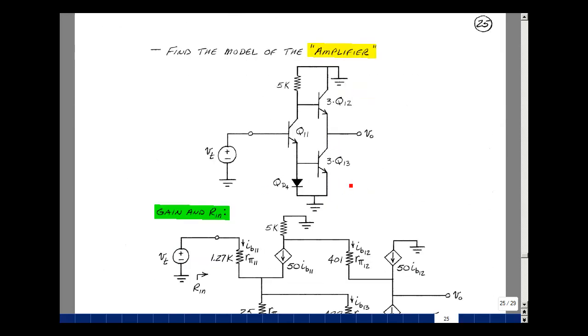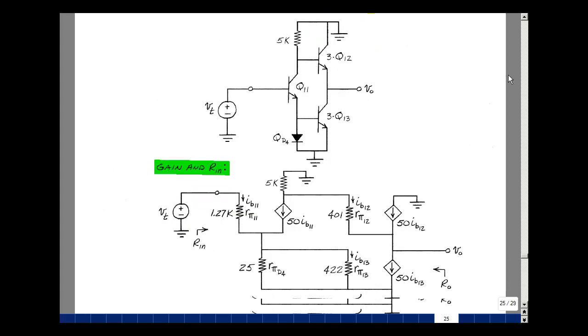To analyze this amplifier, we'll need to put in a model for each of the transistors and for this diode-connected transistor as a diode. Let's do that. Put in an AC model for the power supplies already. So for transistor 11, between the base and the emitter, I have an R pi 11, and between the collector and emitter, I have a beta IB11. From the collector back to ground, I have a 5K resistor.